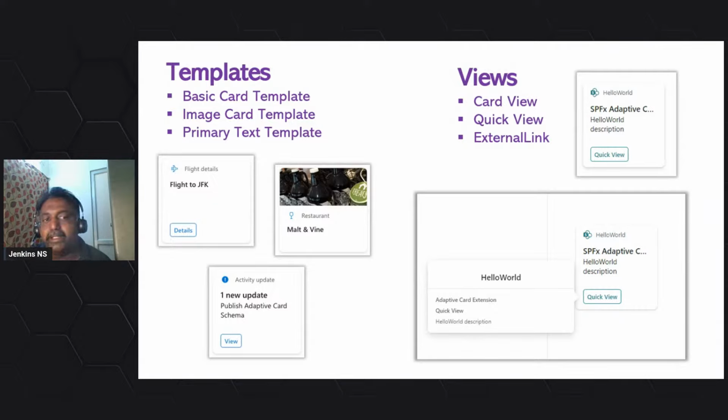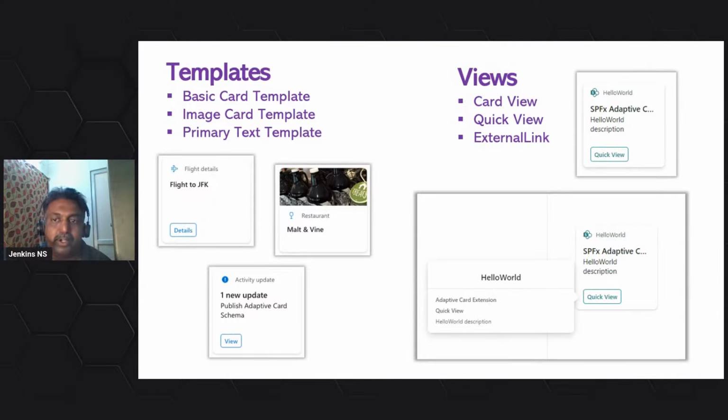And we have a primary text template. We use the primary text template for your notification, any activity, task, pending status, like that. We give new updates in that. People can go and view it. The same way, inside the template we have different types of views. The card view, all three are cards only, right? The basic card, image card, all cards. Here the card view is nothing but whatever shows at the first level. That is nothing but the adaptive card.